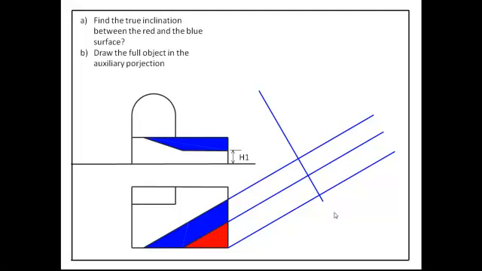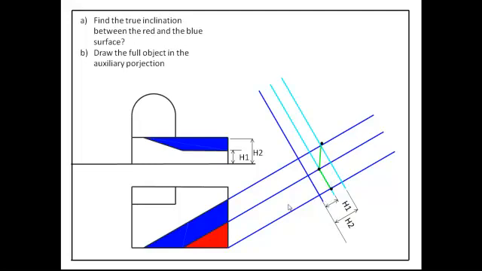We can then mark off our heights, h1 and h2, in our auxiliary elevation, and draw them in there. Now with this and the projection lines, we're able to find points on our auxiliary projection to get the true inclination of the surface. This is the true inclination of the surface marked in here.